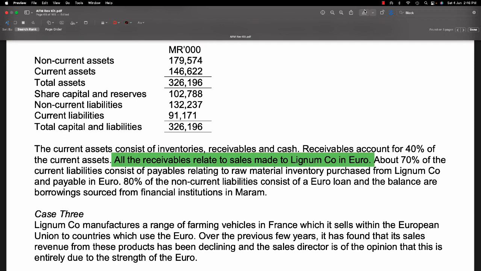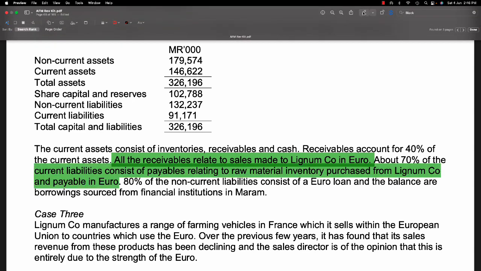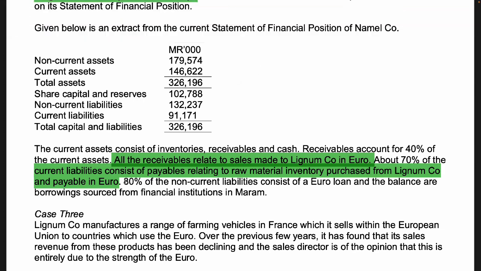About 70% of current liabilities consist of payables relating to raw material purchased from Lignum Co., payable in euro. This is a very complicated question because of the currencies that are exposed. Got it? 80% of non-current liabilities consist of euro loan. The balance is borrowing from financial institutions in Maram. Okay, so we do need to make some notes about this, and we will handle this later on.